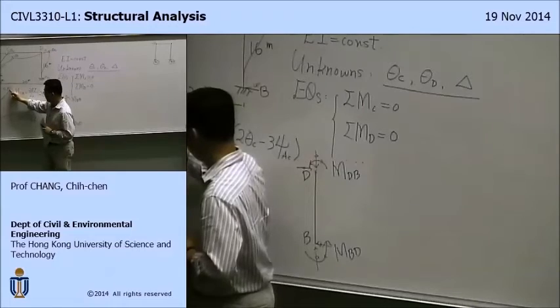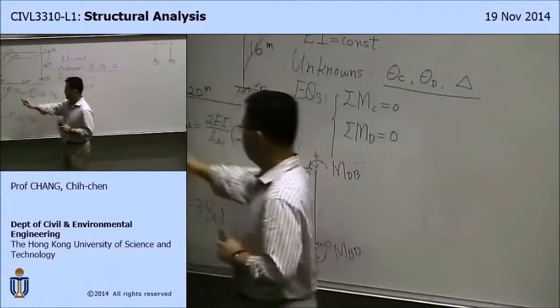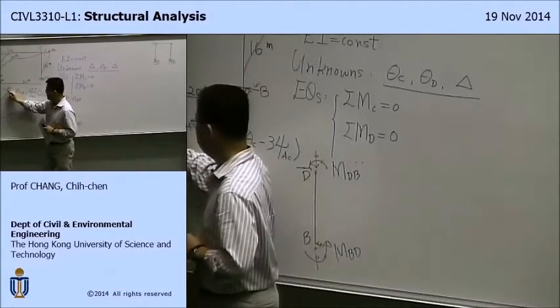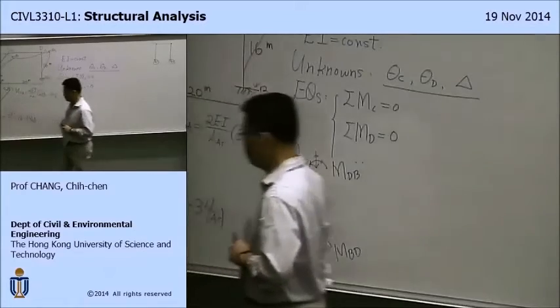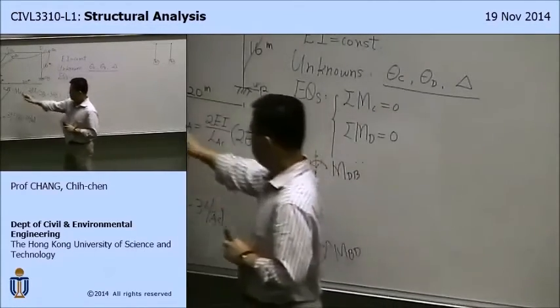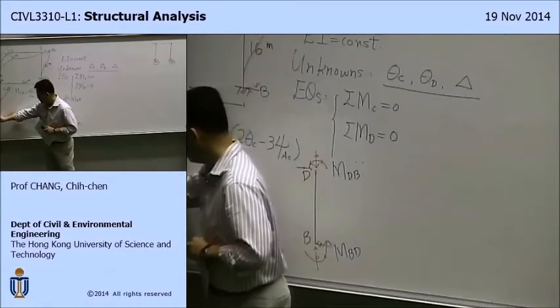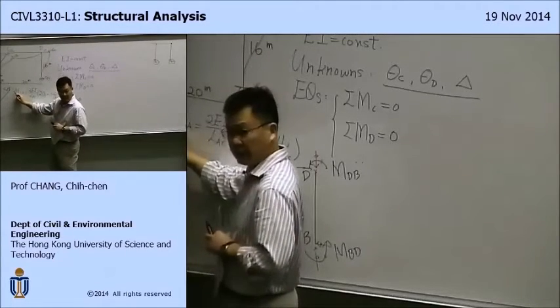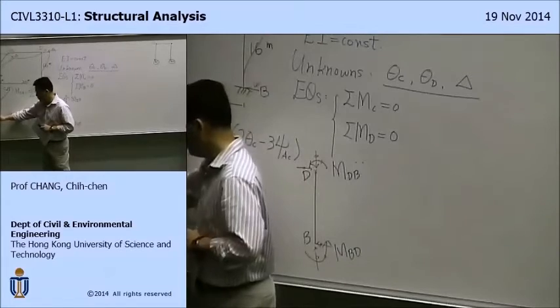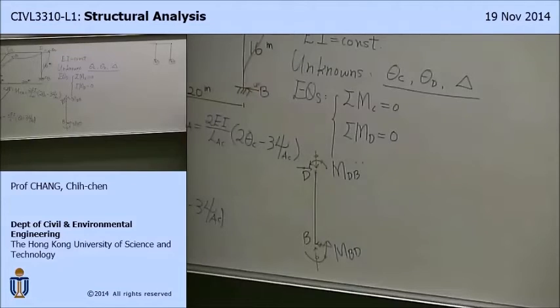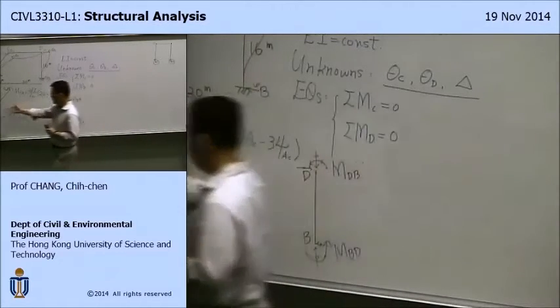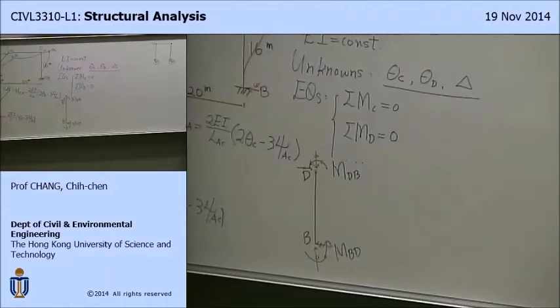So if you come over here, take a moment, then this is going to be 0, this is going to be 0, but this is not going to be 0, this is not going to be 0. So you cannot find this force as a function of MAC and MCA directly, because there's another force there which contributes to the moment. So you cannot. All right, you see that?